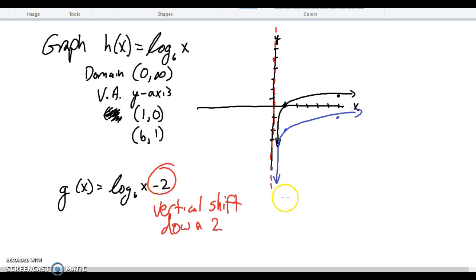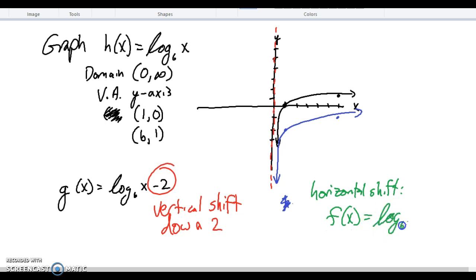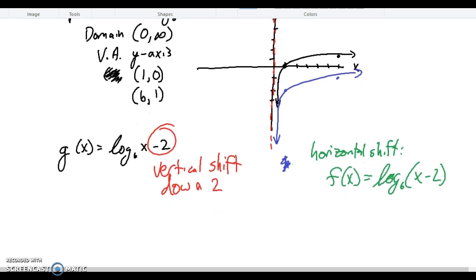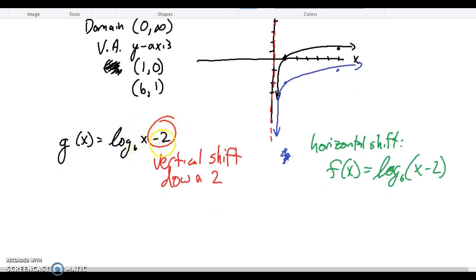If I meant it to be a horizontal shift, change colors again, I would need something like f of x equals log base 6 of, in parentheses, x minus 2. That will now be a shift to the right. So just watch out for those parentheses. It's really easy to mix this one up.